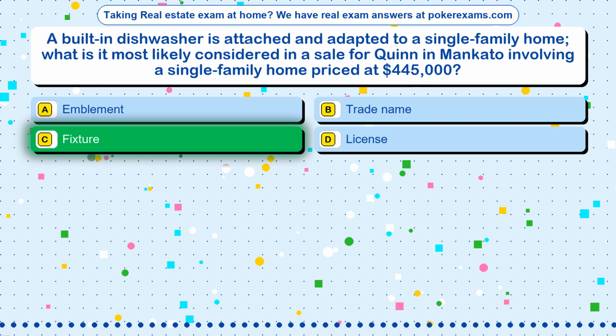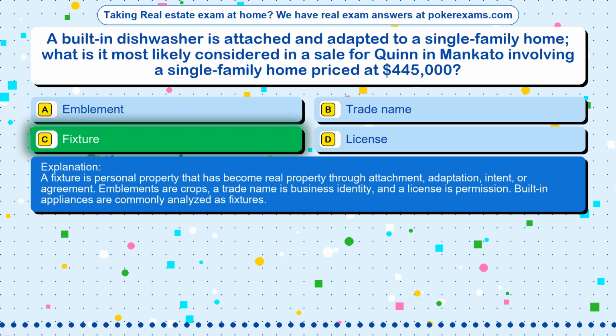The correct answer is option C, fixture. A fixture is personal property that has become real property through attachment, adaptation, intent, or agreement. Emblements are crops, a trade name is business identity, and a license is permission. Built-in appliances are commonly analyzed as fixtures.